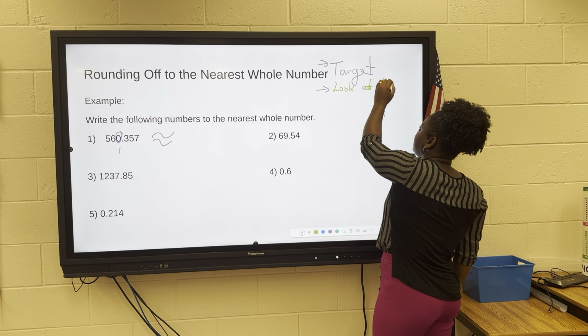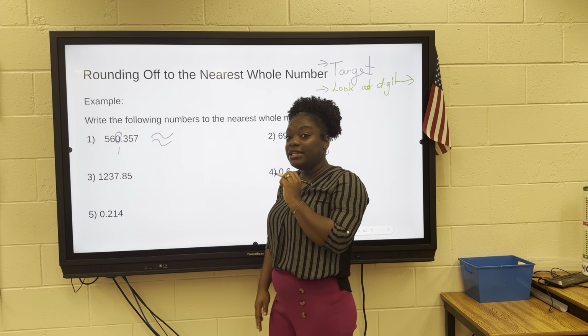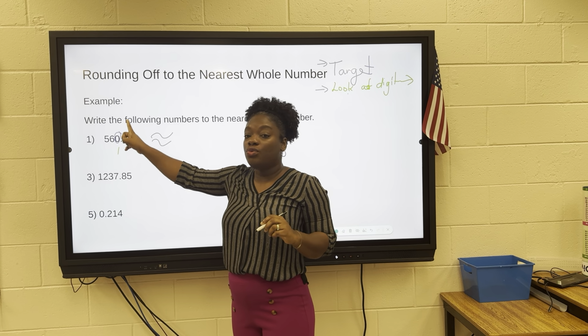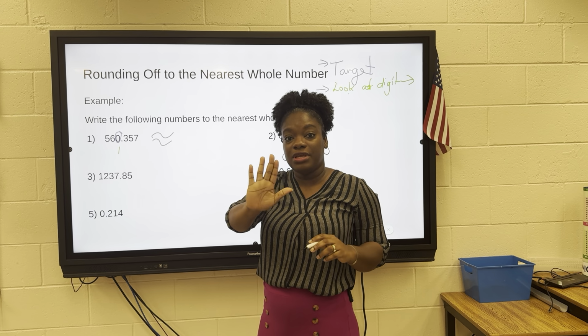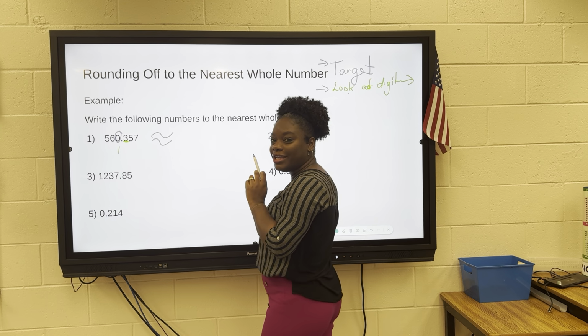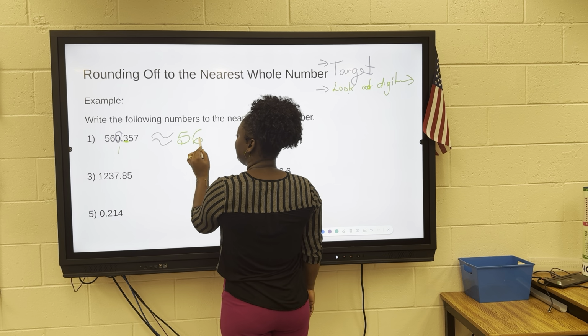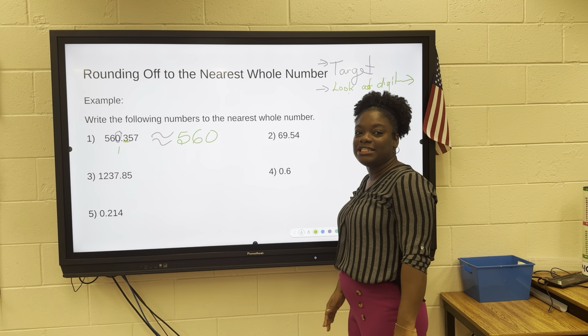Now remember the next step, identify the target, then you look at the digit to the right, and if that digit is 5 or more, we add 1 to our target. If it's less than 5, we keep the target as is. Alright, in this case, the digit to the right is less than 5, so our final answer is simply 560.